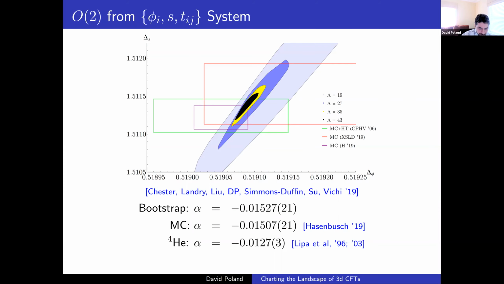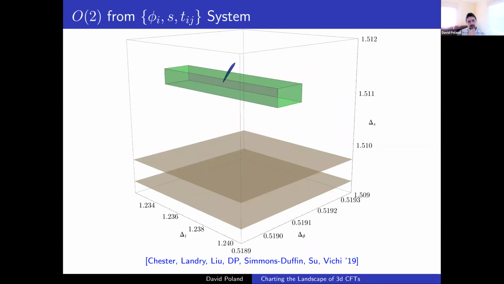Okay, so here's another plot of the O2 allowed region that we obtained from this system of 3 correlators in delta S, delta phi, and delta T, just to show you that the bootstrap techniques can, for example, determine the scaling dimension of the leading charge 2 or 2-index tensor operator much better, much more precisely than other methods, which are shown in this rectangle.